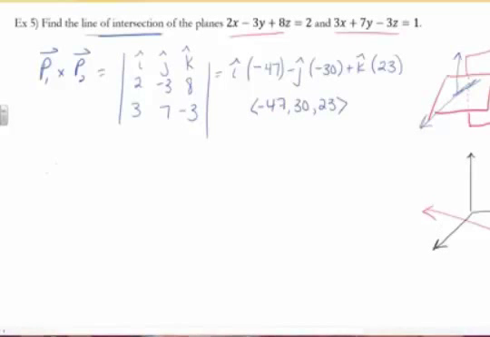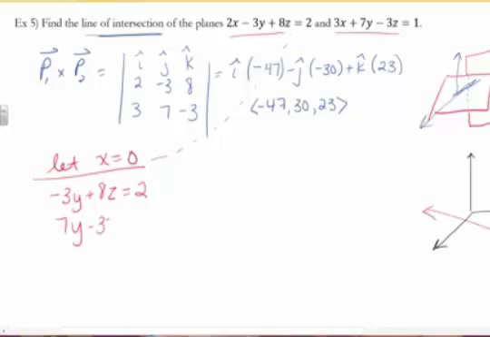I'm going to say, let's find the point when x equals 0 on that line. So we're going to let x equal 0 up in these equations. If I let x equal 0, this reduces down to negative 3y plus 8z equals 2, and 7y minus 3z equals 1. Now all of a sudden, instead of 2 equations and 3 unknowns, I have 2 equations and 2 unknowns, which is solvable.